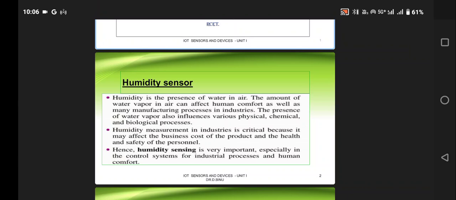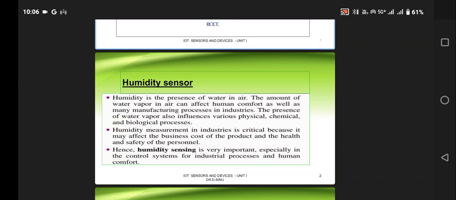What is meant by humidity? Humidity is the presence of water in air. The amount of water vapor in air can affect human comfort as well as many manufacturing processes in industries. The presence of water vapor also influences various physical, chemical, and biological processes.